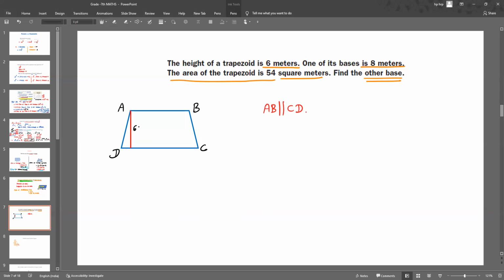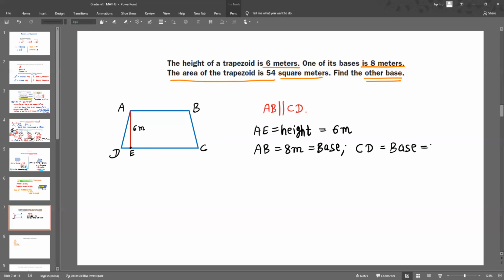Okay, this height is given as 6 meter, and here I can take this point as E, and they say one base is 8 meter. So here we can take the height, that is AE, which is equal to the height of the trapezoid, that is 6 meter. As the base we can take AB or DC. So suppose AB is equal to 8 meter, that is a base, and we can find the other base, that is CD.